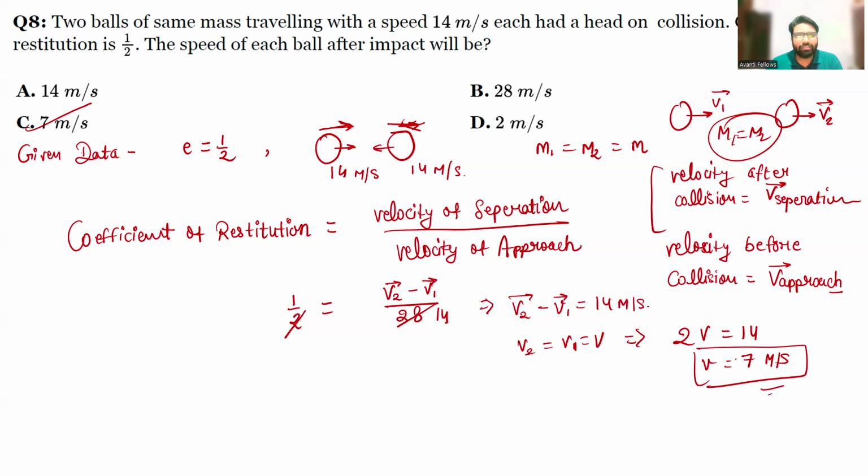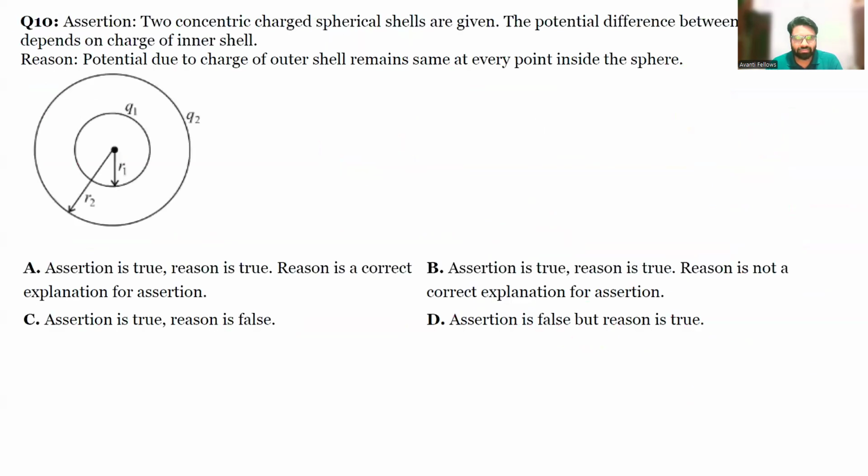Now, I hope you got this. Move on to the next question. This assertion and reason type of question is given here. The assertion is given as that two concentric charged spherical shells are given. The potential difference between them depends on the charge on the inner shell. The reason is potential due to charge of outer shell remains same at every point inside the sphere.